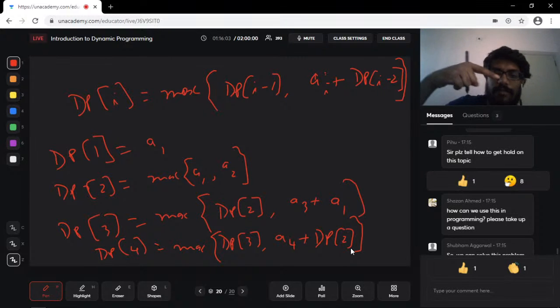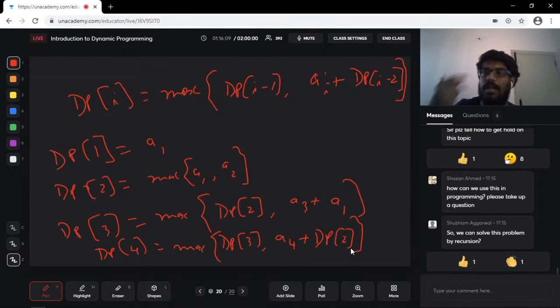Now that I know dp3 and dp4, I'll find dp5. Then I'll find dp6 using dp5 and dp4. I'll find dp7 using dp6 and dp5, all the way up till dp of n. And the final answer is going to be dp of n, right? Because I have all the integers, and what is the maximum thing I can get? That's the original problem that we had.